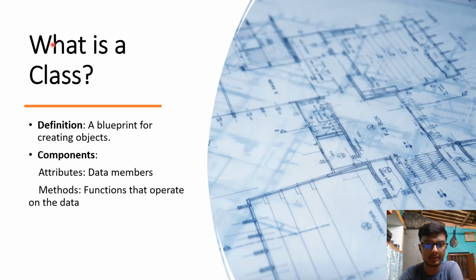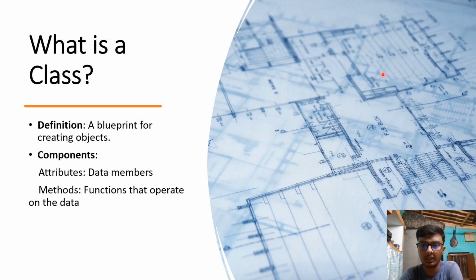What is a class? A class in object-oriented programming is a blueprint for creating objects. It defines the properties and behaviors that the objects created from the class will have. Think of a class as a template. While the class itself is not an object, it provides the structure for creating multiple objects with similar characteristics.